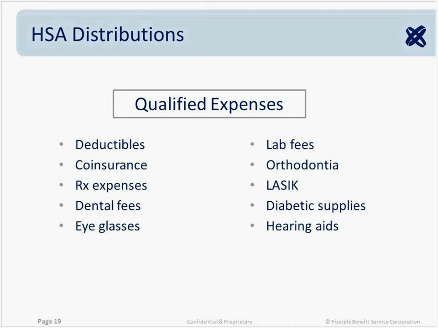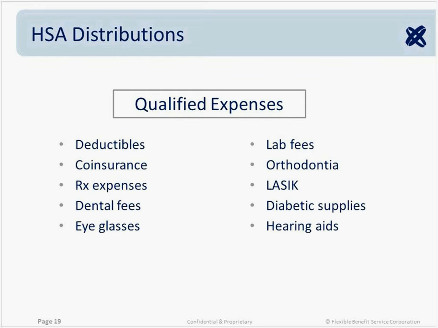Now, some examples of qualified expenses are things like your deductible, co-insurance, any prescription drug expenses, those would be qualified. Things like dental fees, eyeglasses, contact lenses, those would be qualified. Any lab fees, orthodontia treatments such as braces, LASIK surgery, diabetic supplies, hearing aids, those would all be examples of qualified medical expenses.